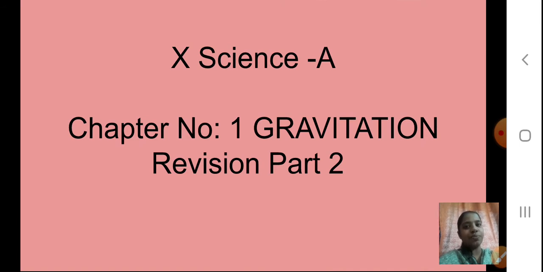Gravitation. Okay students, as I told you in revision part 1, the important thing is Kepler's laws. Please study those laws. Then Newton's inverse square law, that you have to study. Okay, equations, you should know all the equations. So today we will continue with this revision part 2. The remaining lesson we will see.